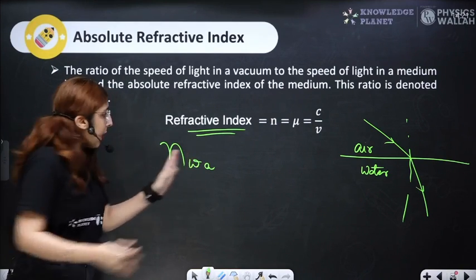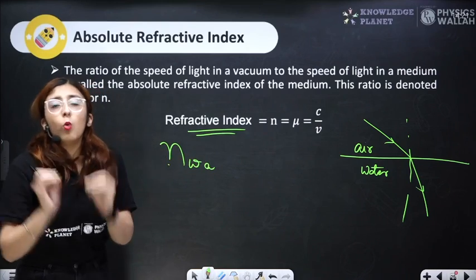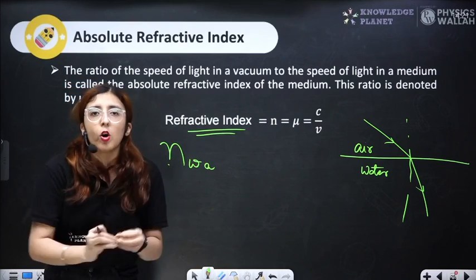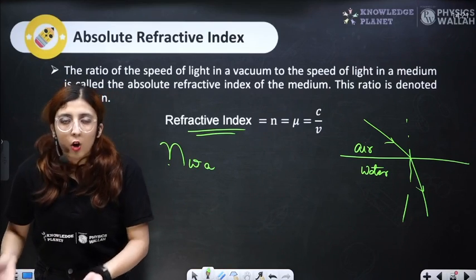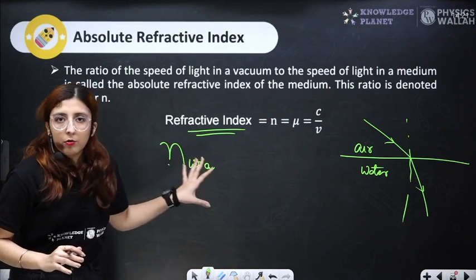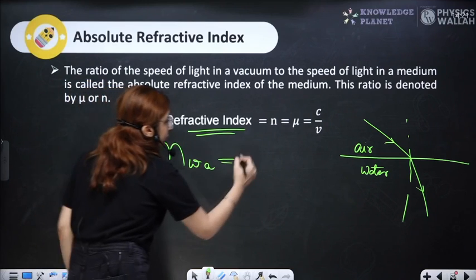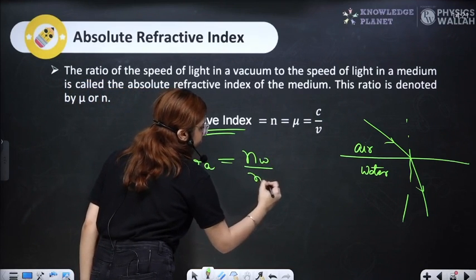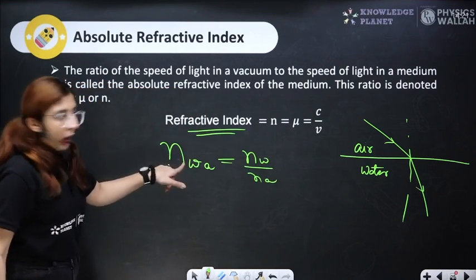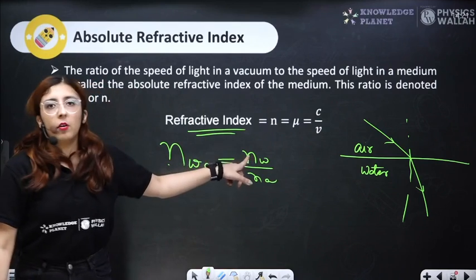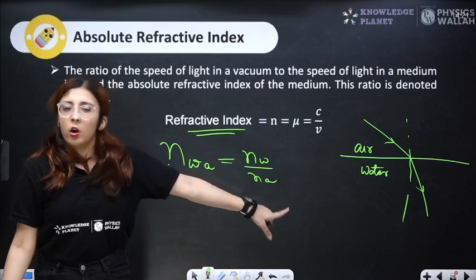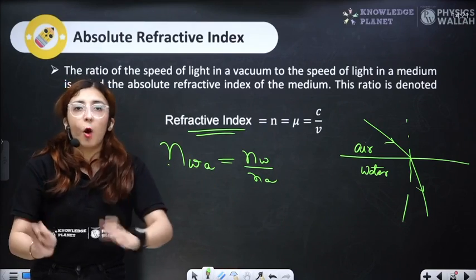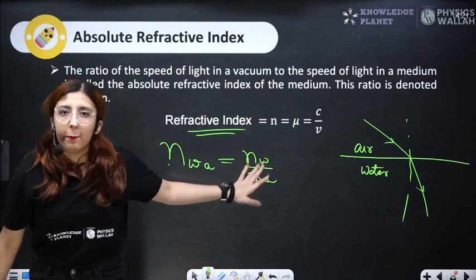You are saying water with respect to air. You are not talking about the individual refractive index of a medium, so for that you need to break it. Refractive index of water by refractive index of air. Water is important, so water goes up. Air is secondary, so air goes down. The thing that is given importance goes up.